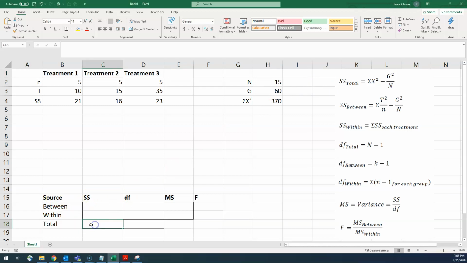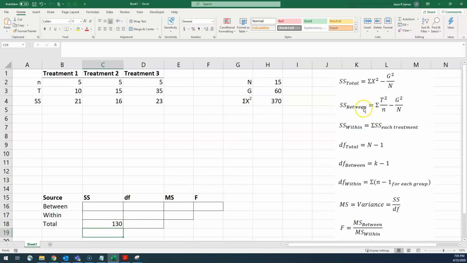So we're just going to come down here to where it says the source is sum of squares total, so this cell right here, and we're going to type equals this cell with the sum of x squared, minus, and then open paren, because we need everything on this side of the formula to happen together before it's subtracted from this value. So we're going to put here on the inside of the parentheses 60 times itself divided by big N right there. And then we close our parentheses, push enter, and that's our sum of squares total.